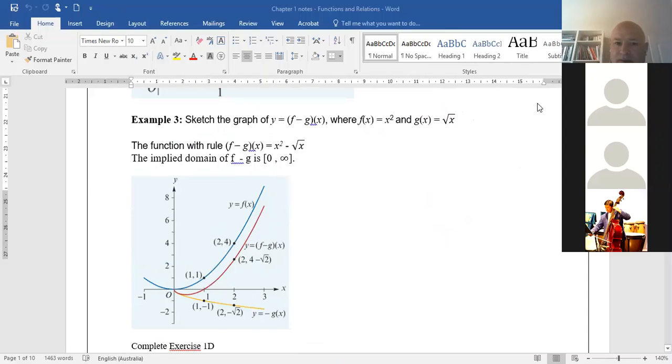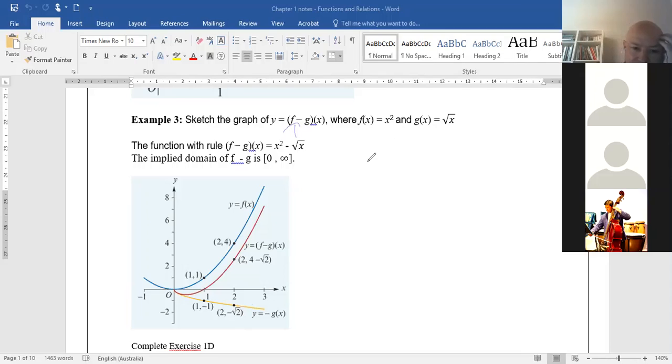Example 3. Sketch the graph of y equals f minus g of x, where f of x equals x squared and g of x equals the square root of x. Well, again, we're just going to sketch those and then we will subtract them, because that's what it means. Remember, when you subtract them, you are subtracting the negative numbers, so be careful with that.